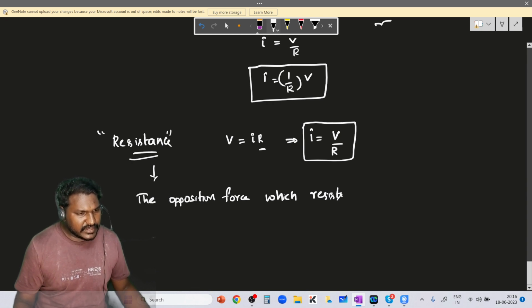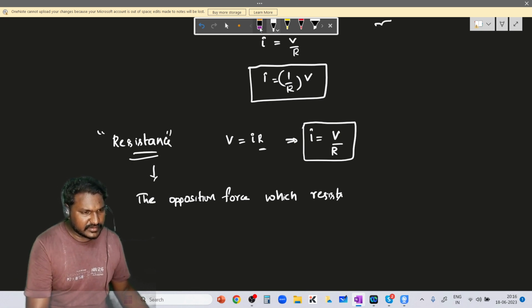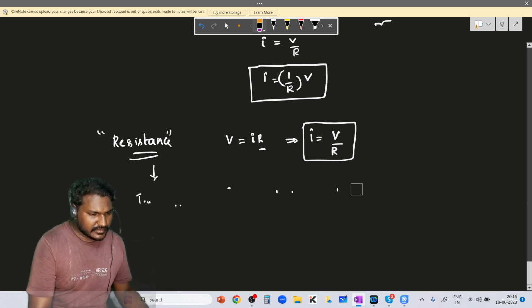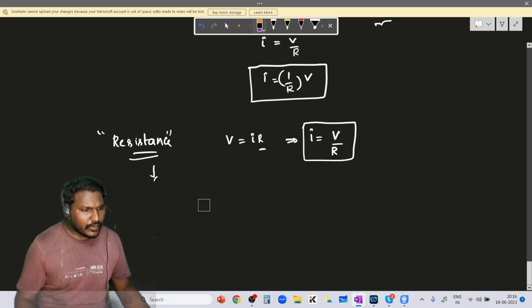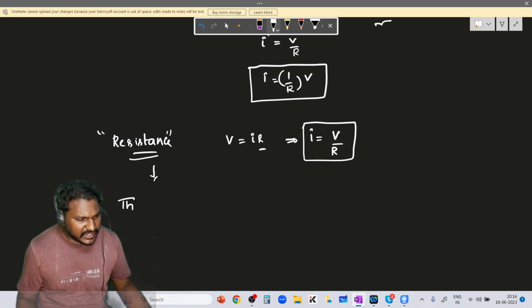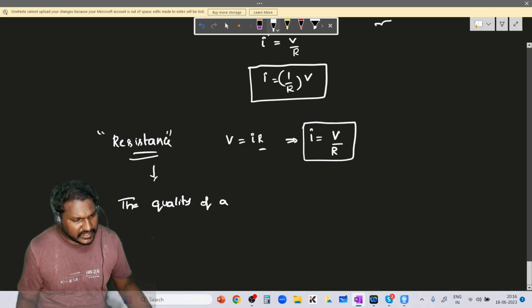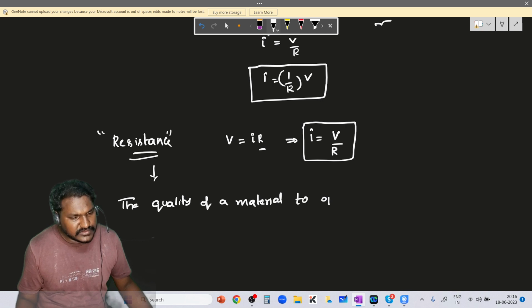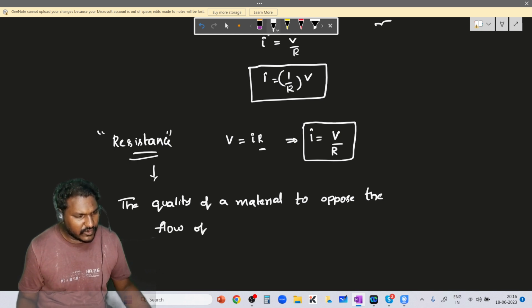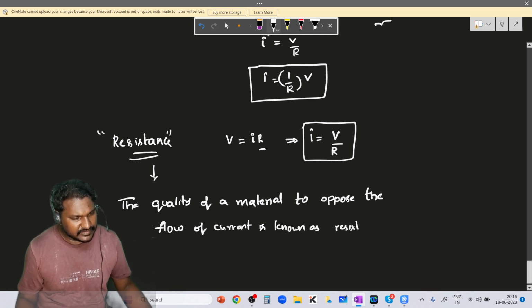or I can give you a very clear definition. Just wait for a second. The quality of a wire or the quality of a material to oppose the flow of current is known as resistance.